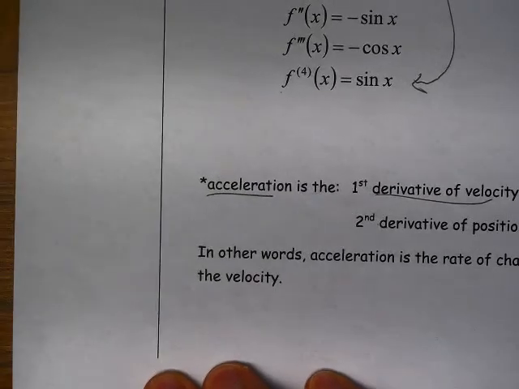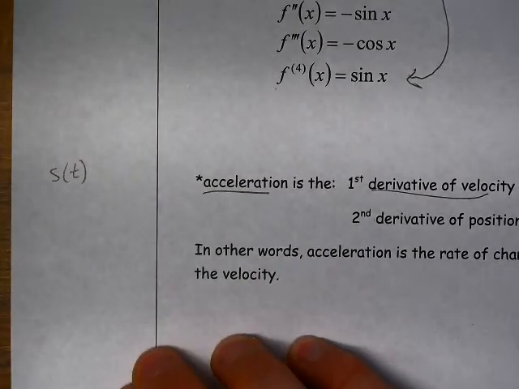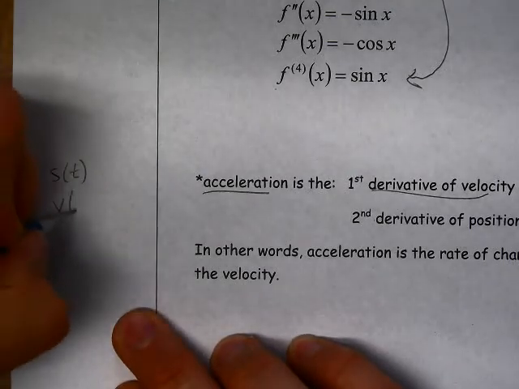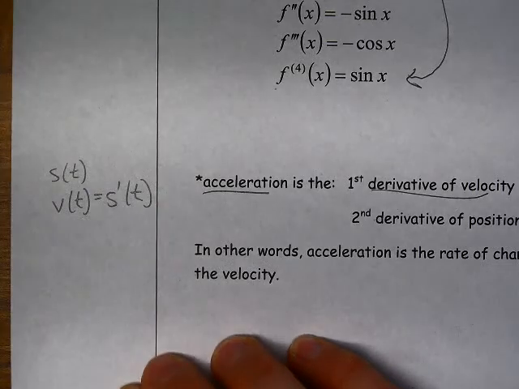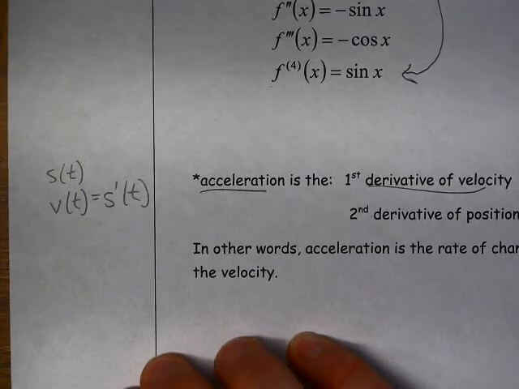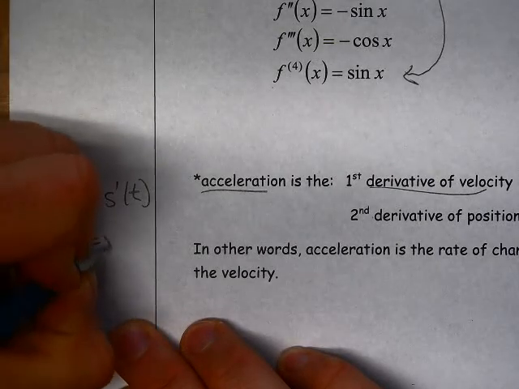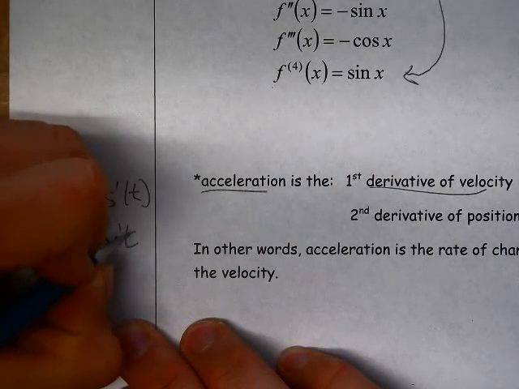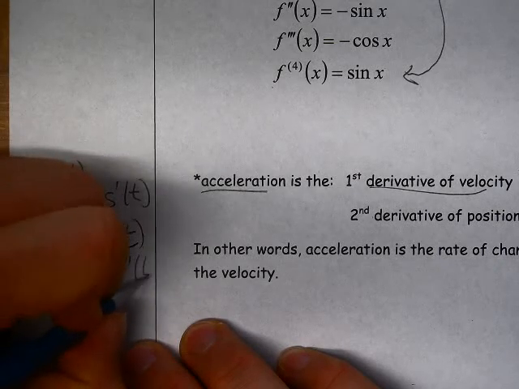So if I were to take a look at these, I have s of t, that's my position function. My velocity function is equal to the first derivative of the position function. My acceleration function is equal to the first derivative of the velocity function. It's equal to the second derivative of the position function.